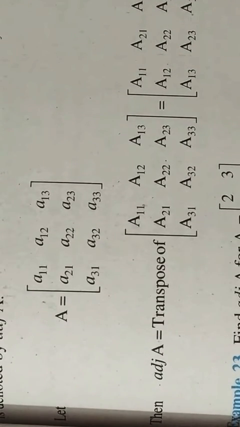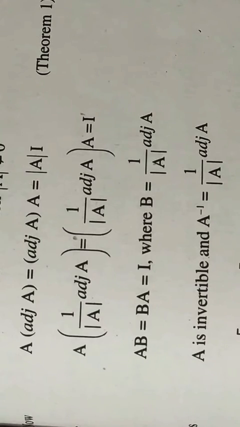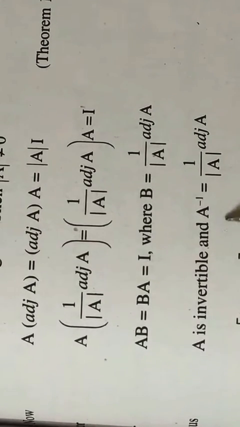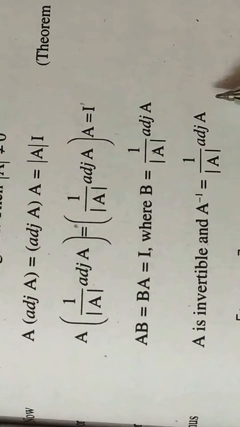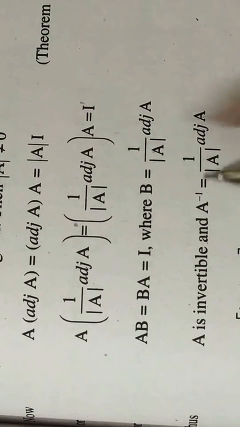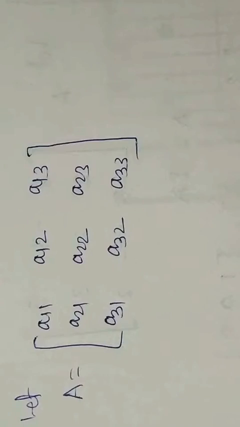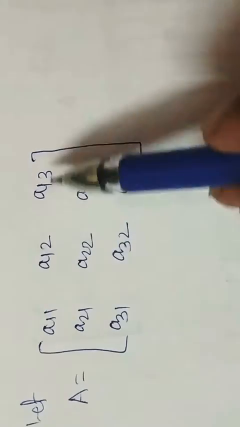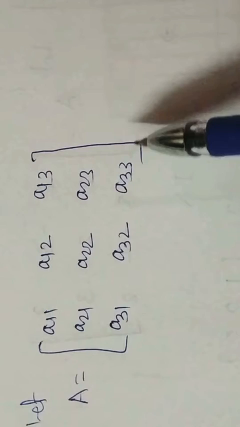When we know the adjoint of A, there is a formula for A inverse. That formula is: A inverse equals 1 upon determinant of A into adjoint of A. So using all these values, we will see how to find it. Our matrix A is A11, A12, A13, A21, A22, A23, A31, A32 and A33.